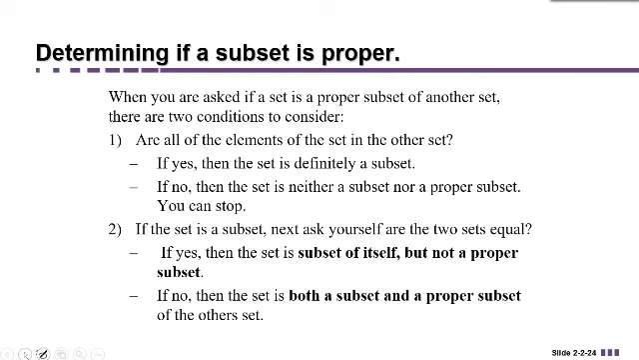So when you're asked if a set is a proper subset of another set, there are really 2 conditions that you have to consider. First, are all of the elements of the set in the other set? If so, then you definitely have a subset. If not, then the set is neither a subset nor a proper subset, and you can stop. Then, if the set is a subset, you have to ask yourself, are the two sets equal? If they are equal, then the set is a subset of itself, but it's not a proper subset. But if they're not equal, then it's both a subset and a proper subset of the other set.